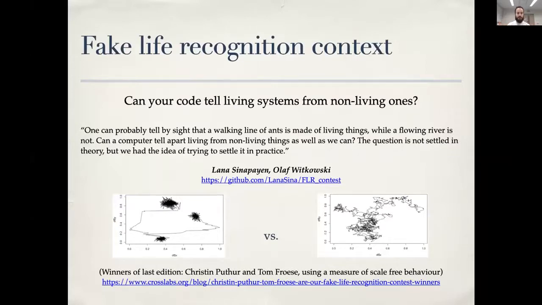The challenge was quite a success. Here I'm just reporting a couple of articles you might want to read in more detail, and the winners, Christine and Tom, who may or may not be here now, but you should go and read about their results. The challenge was quite cool, especially non-trivial. If you look at this, the living system is the one on the left, and the one on the right is coming from, I don't remember now, but not living by any sort of definition.